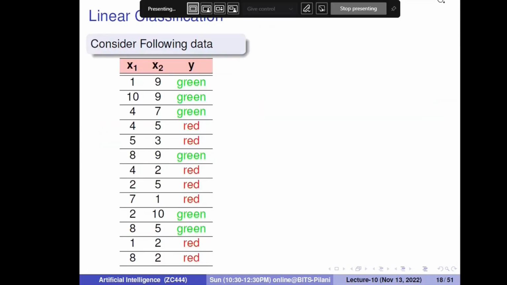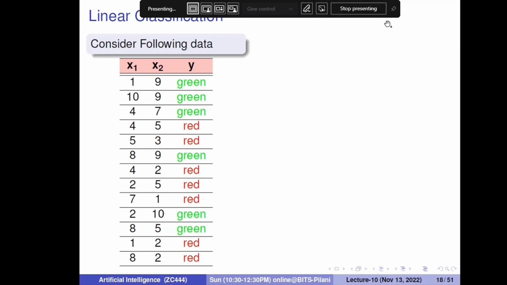So I'm going to talk about the neural network. Before that, I have a problem. Can you solve my problem? The problem is this, that I want to find out the linear classification. You know what it means? So let's assume that you have two values. One value is x1 and another value is x2. When x1 is 1, x2 is 9, then it is green. 10, 9 is green, 4, 7 is green, 4, 5 is red, 5, 3 is red, 4, 9 is green, 4, 5, 2 is red.